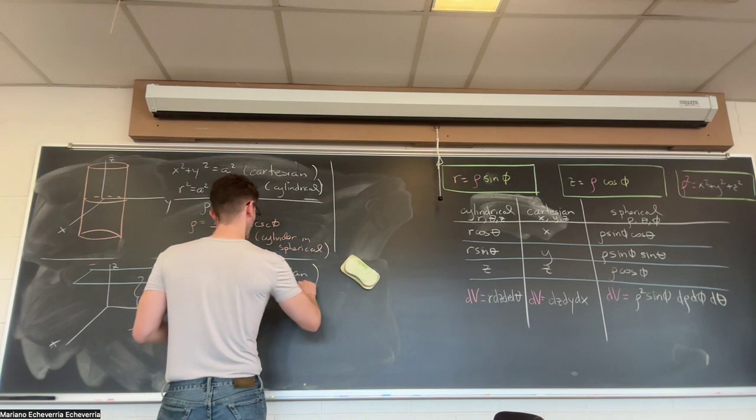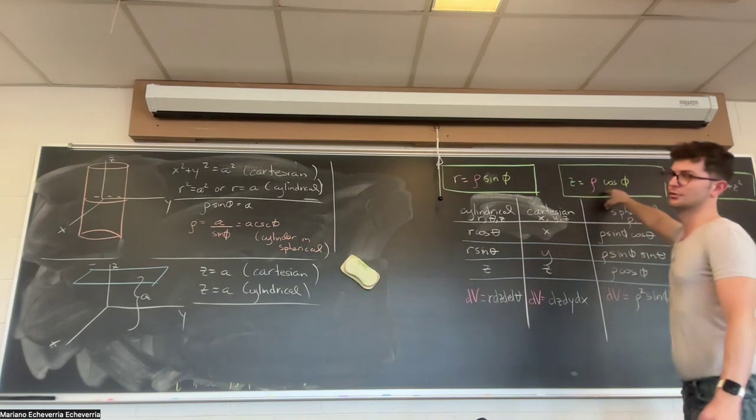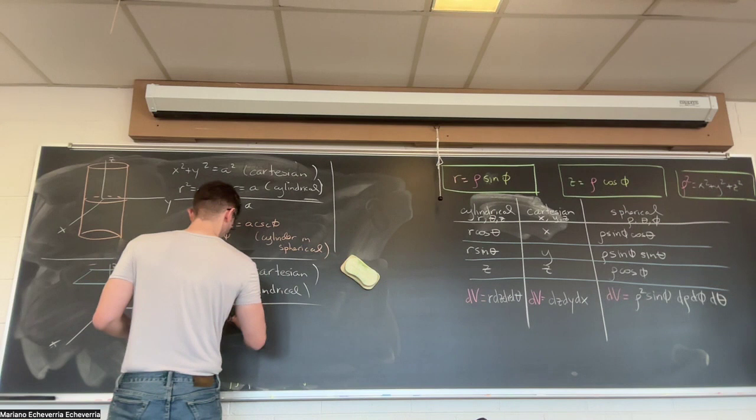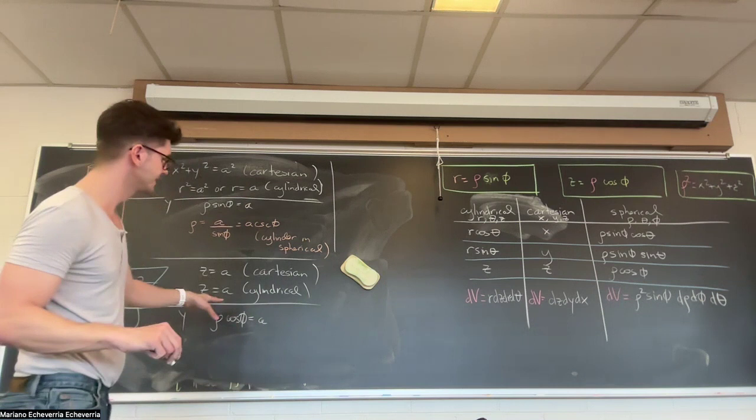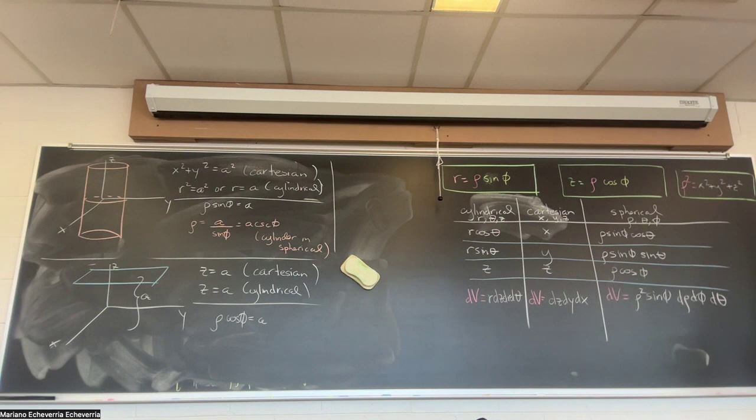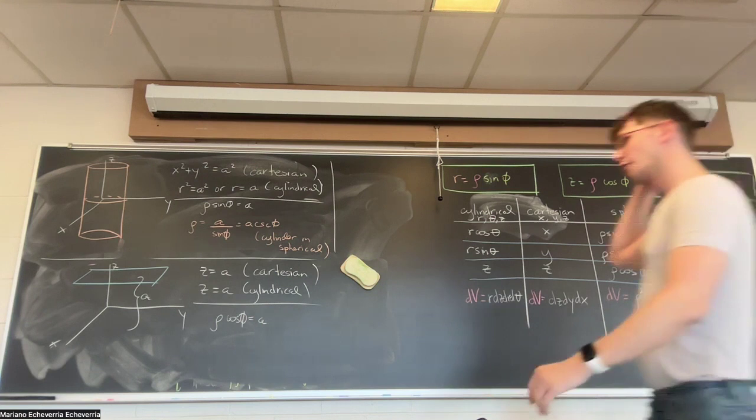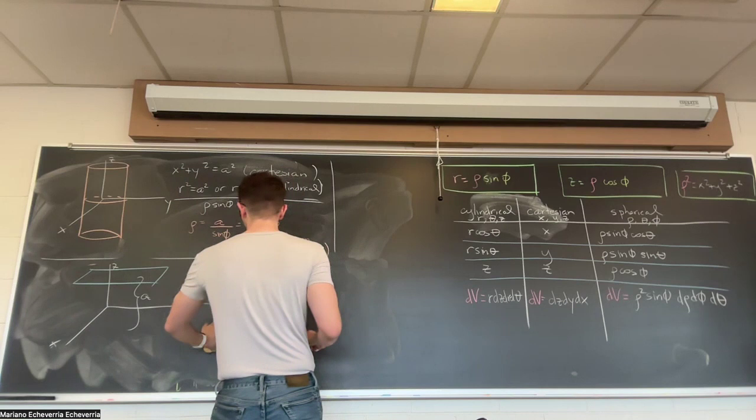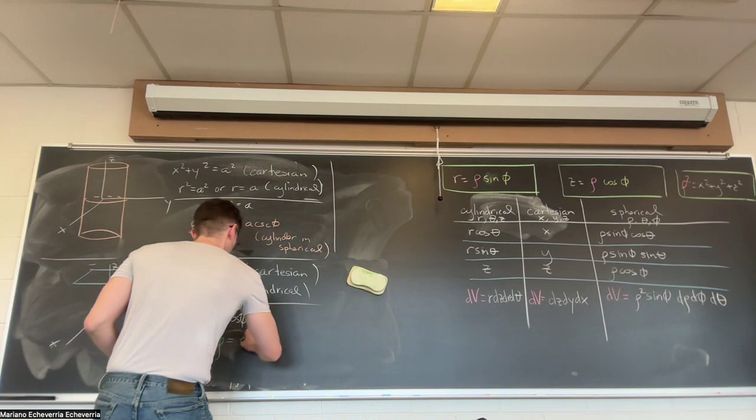And how does it look in spherical? Well, in spherical, you replace z with rho cosine of phi. So again, that's the equation of the plane in spherical, but we want it in terms of rho, because that's usually how it will look in problems of integrating regions. So solve for rho. When you solve for rho, you get rho equals a over cosine of phi, which is a secant also.